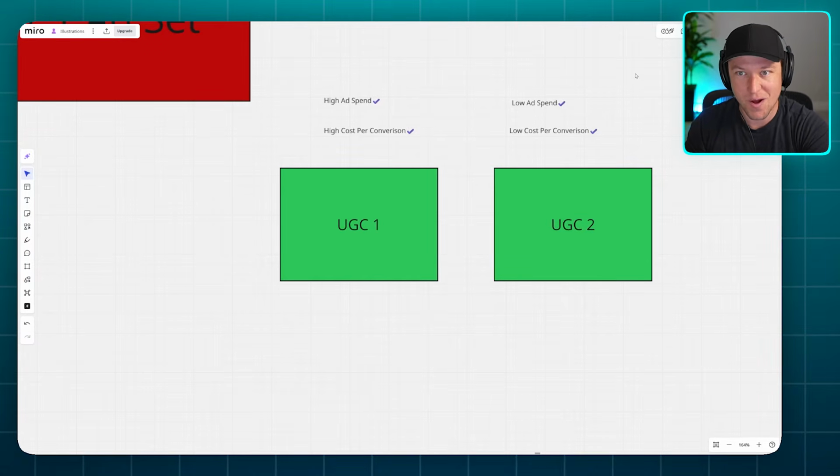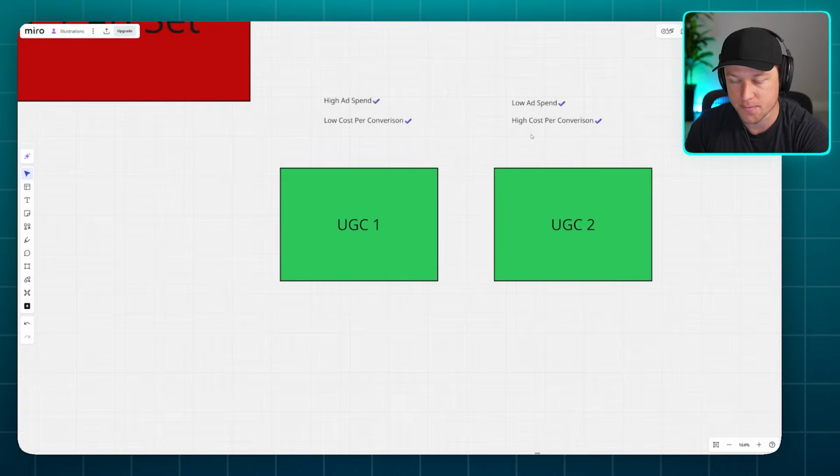This is why this gets really complicated, and so I'm trying to keep it as simple as possible. Okay, so let's say that we have this scenario here where we have our high ad spend, low cost per conversion, and then low ad spend, high cost per conversion.